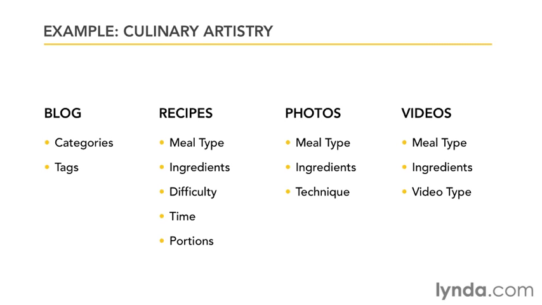Under the Culinary Artistry website, we have a large set of different taxonomies, some that span multiple post types and some that are individual. If you look at them, we have, of course, under blog, the standard categories and tags. Under recipes, we have meal type, which is to indicate things like dinner, dessert, lunch, and so on. We have ingredients, we have difficulty level, and you have time and portions.